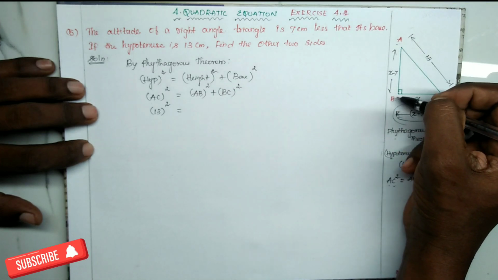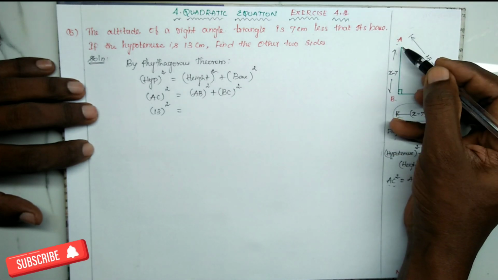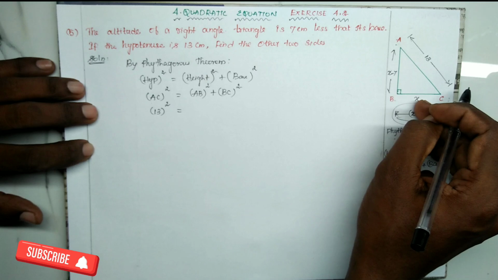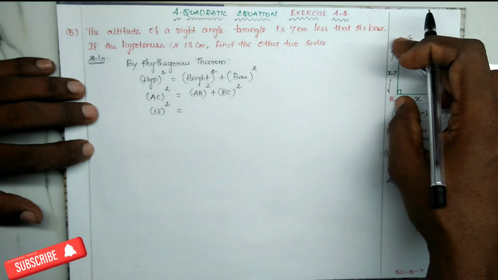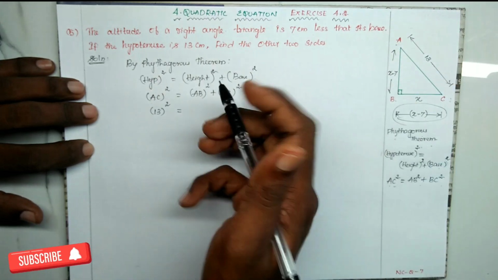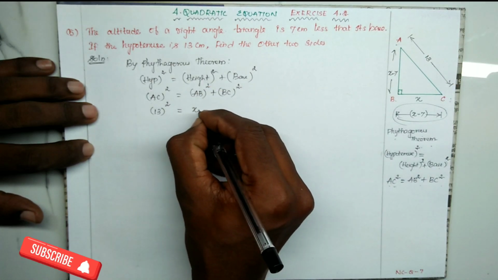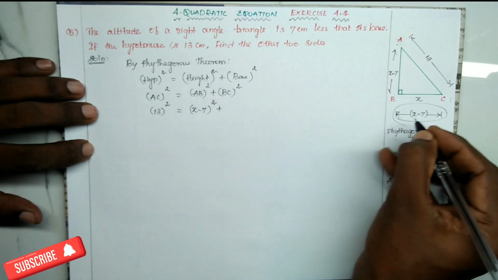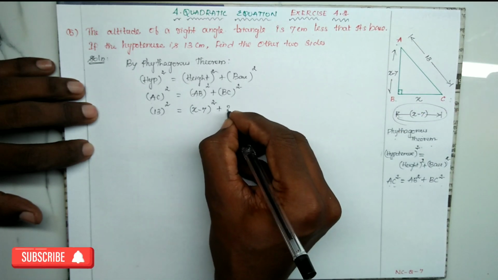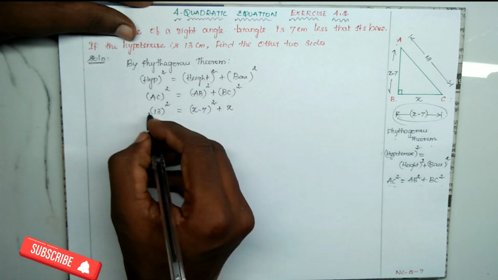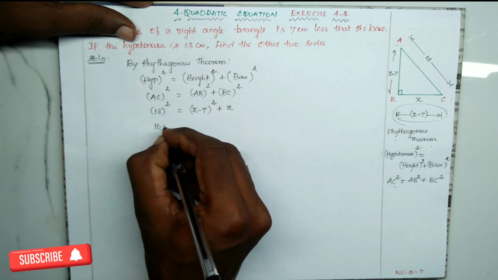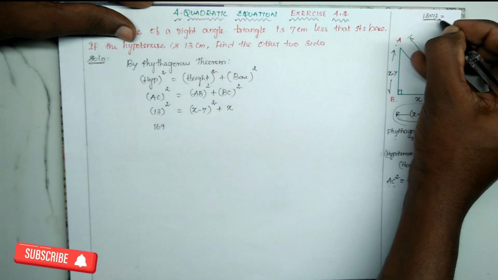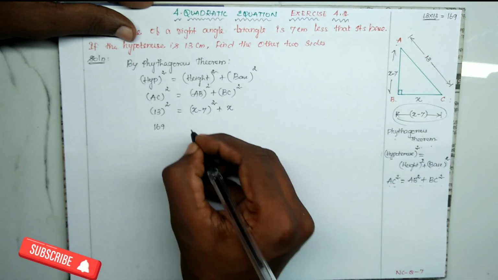We already found AB. The altitude is 7 less than the base. So I am taking the base as x, and subtracting 7 gives the altitude of the triangle. So AB is x minus 7 the whole squared, plus BC, which we already took as the base x, so x squared. Now 13 squared is 169, because 13 into 13 gives 169.